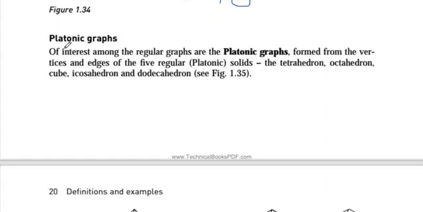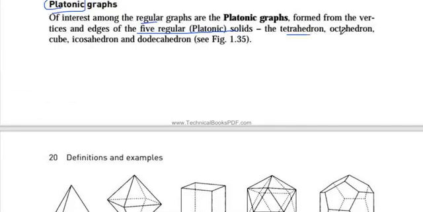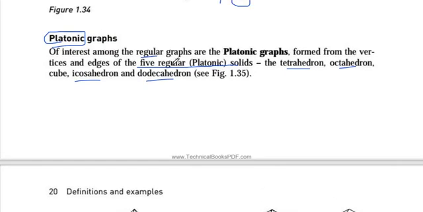Next, platonic. Okay, what is platonic? Platonic is a regular graph but formed from the vertices and edges of the 5 regular platonic solids. Okay, we already know what the solids are: tetrahedron, octahedron, cube, icosahedron and dodecahedron. So these are the 5 regular platonic solids. It's a different name, but you have to remember the 5 regular platonic solids.